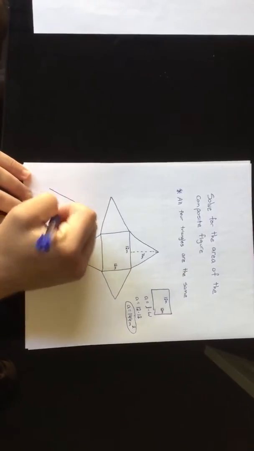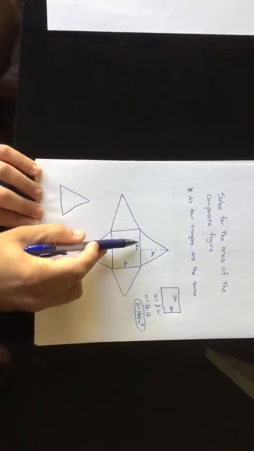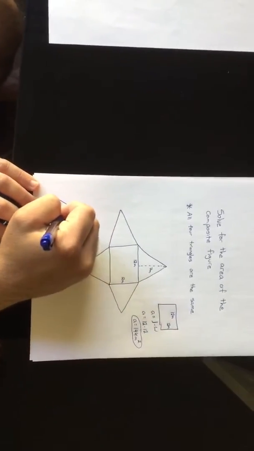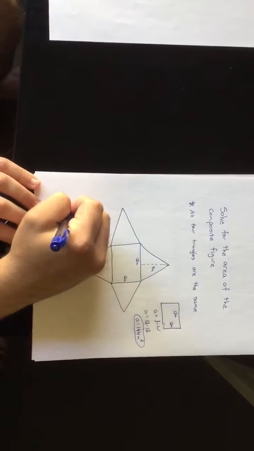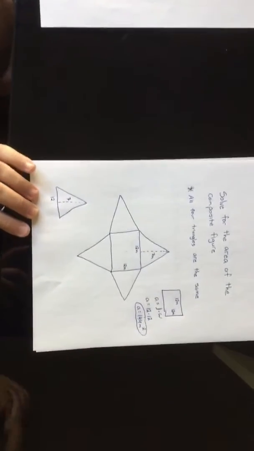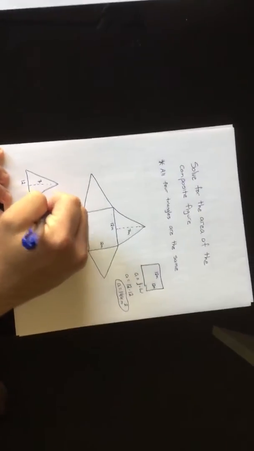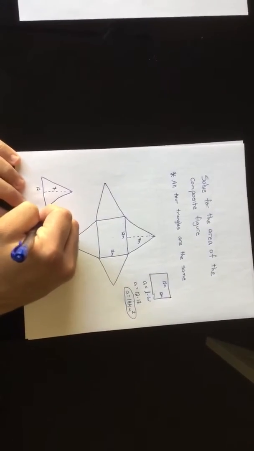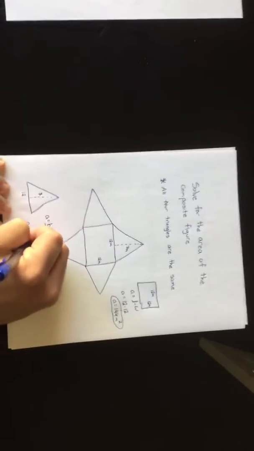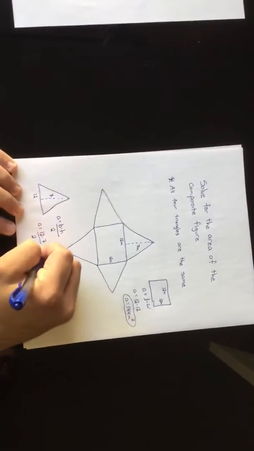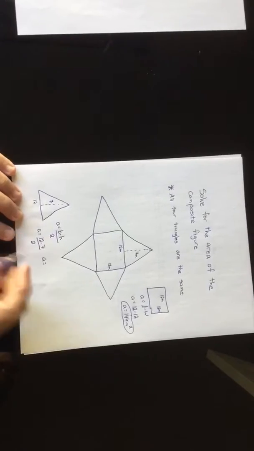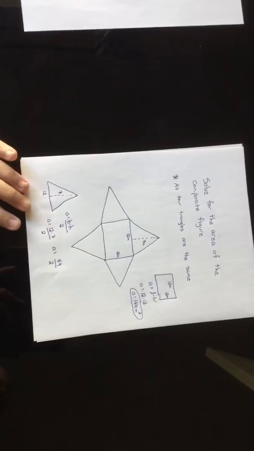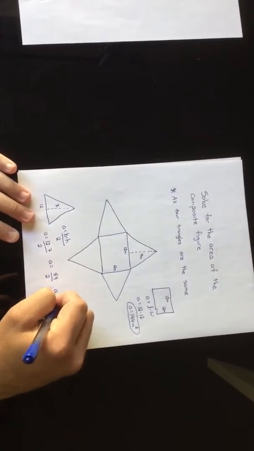Now I have my triangle. My triangle has a base of 12 and a height of 7. Again, how do you find the area of a triangle? Base times height divided by 2. So what's 12 times 7? Well, 12 times 7 is 84. What's 84 divided by 2? 42. It is 42 meters squared.